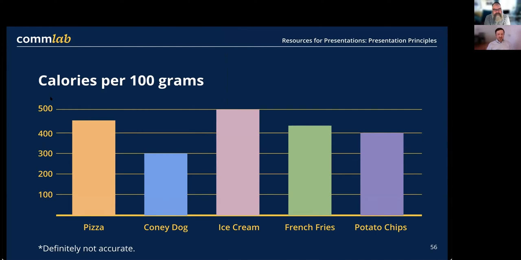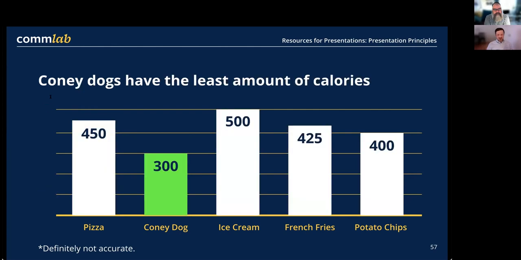This is definitely not an accurate graph, but the important thing here is, if I'm trying to focus on something, let them know what you're actually trying to focus on. So this is definitely something where maybe at a glance, you can see what the actual focus is. So there's no question that we are supposed to focus on the Coney dog outcome here of the lowest calorie counts, which I'm not sure is true, but for this case, we'll go with it.